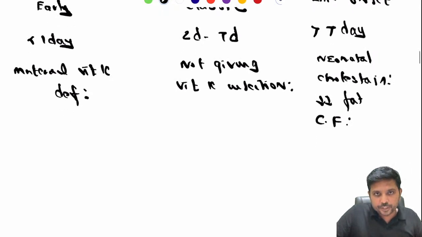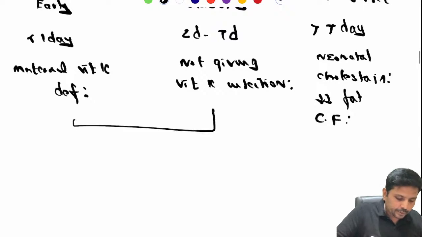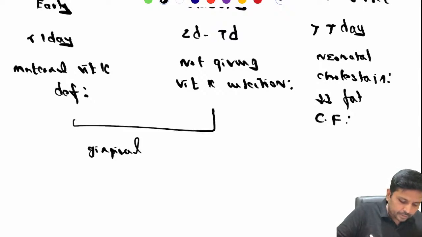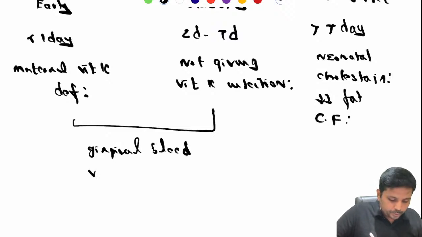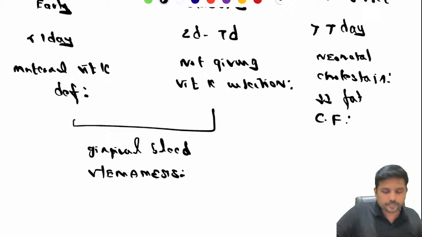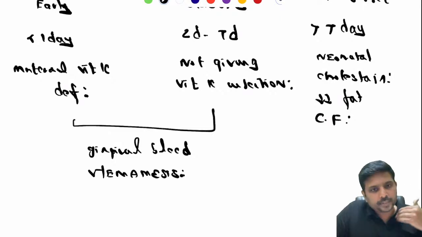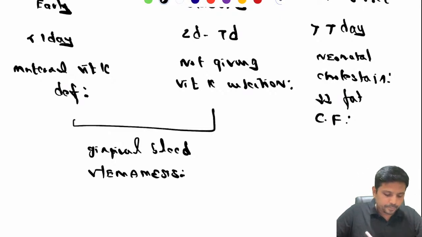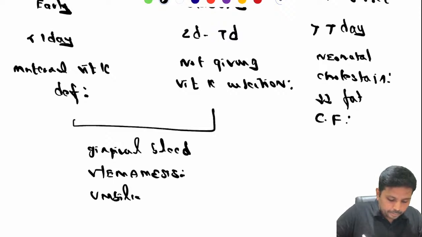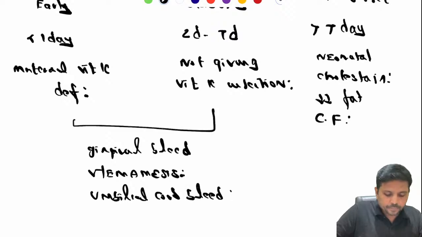The manifestations of early and classic are usually gingival bleed, or else it can be hematemesis. One is gingival bleed, second one is hematemesis, third one is umbilical cord bleeding after cutting.